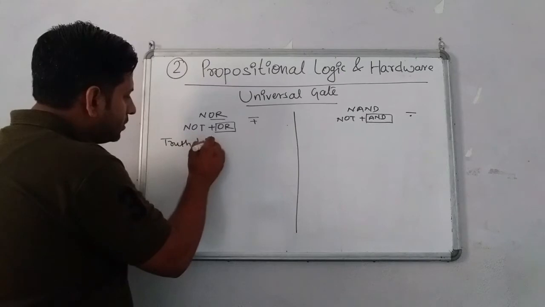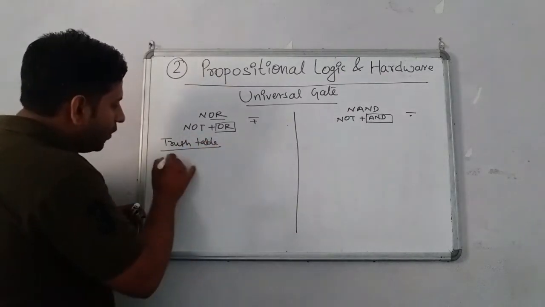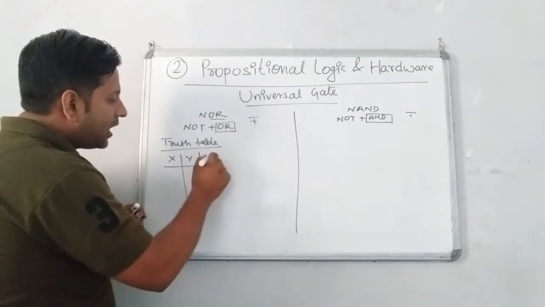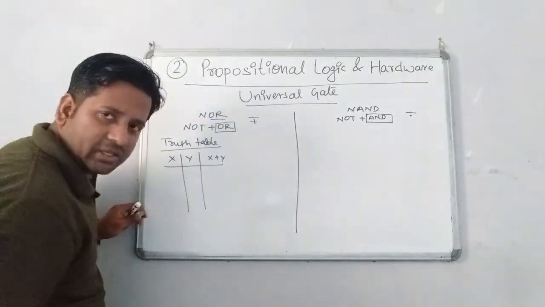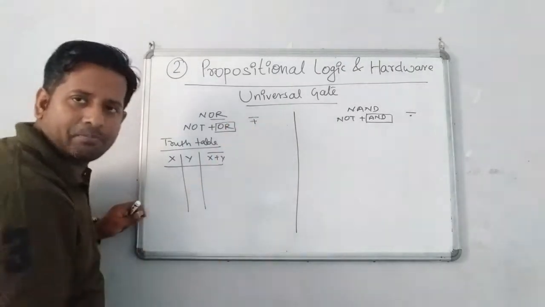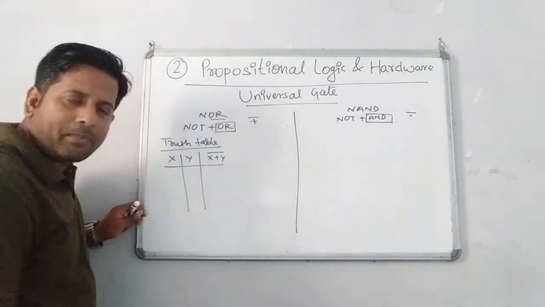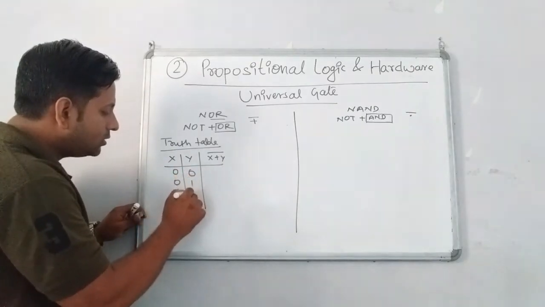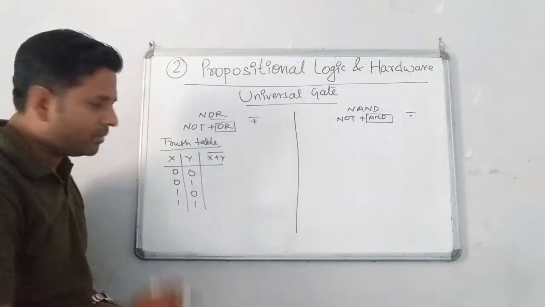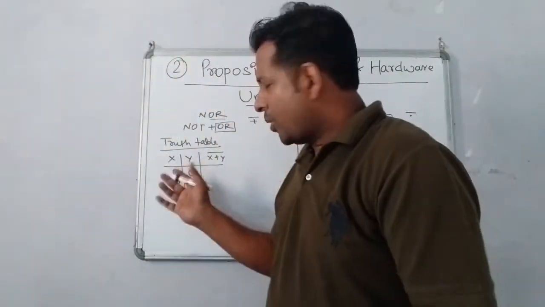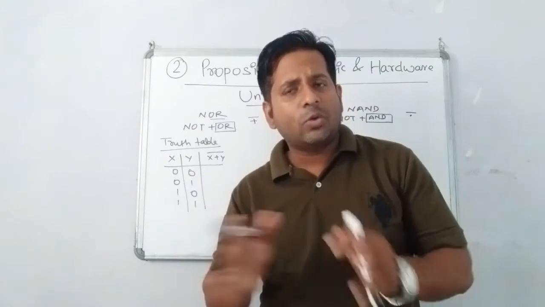Truth table. We have two variables, x and y. The output is x plus y bar, because OR is there and NOT has been used. As you can see, the plus with the bar above has been used, so I use the same part. 0 0 1 1, 0 1 0 1. These are the combinations of propositions. Okay, the various propositions I have written are the combinations of 0 and 1.